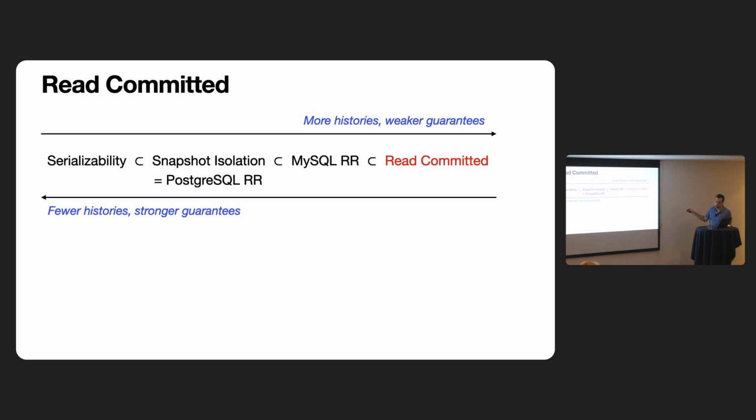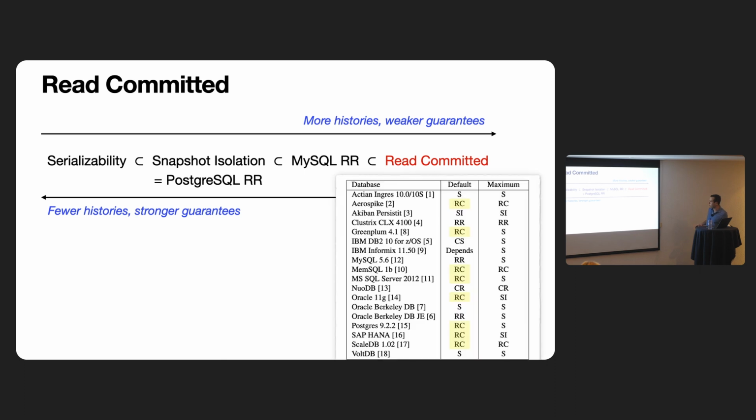And it's even weaker, right? And the reason why I'm bothering with it is that it's actually the default in really many systems, including SQL Server, Oracle, Postgres, all kinds of things, right? So this is your famous favorite default level. And the problem is that, at least according to anecdotal evidence, nobody changes defaults.